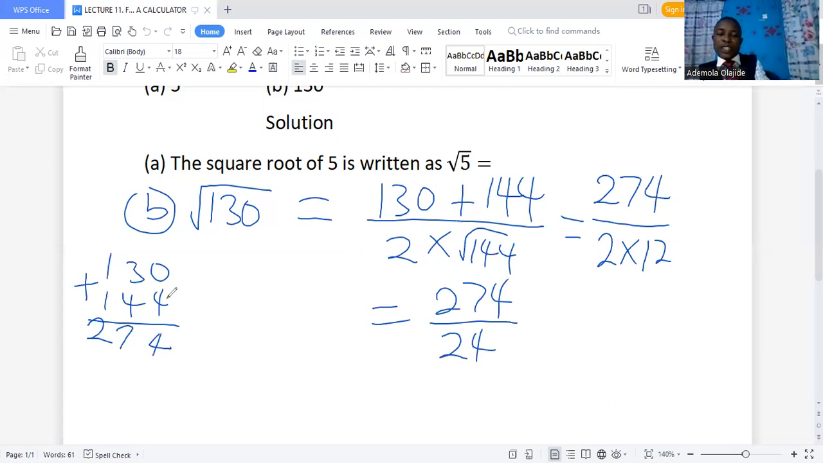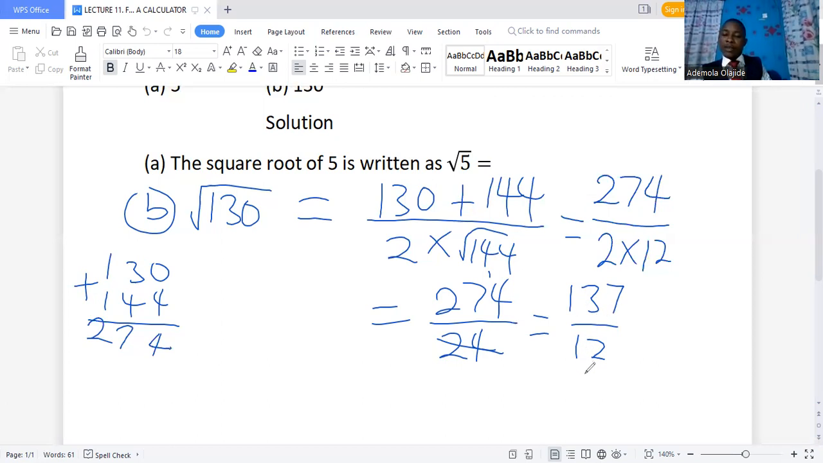Let us use 2 first. 2 in 24, we have 12. 2 in 2, 1. 2 in 7, 3, remainder 1. So that 1, put it in front of this 4, and you see it as 14. 2 in 14, that's 7. That means 274 divided by 24 is reducible into 137 divided by 12.